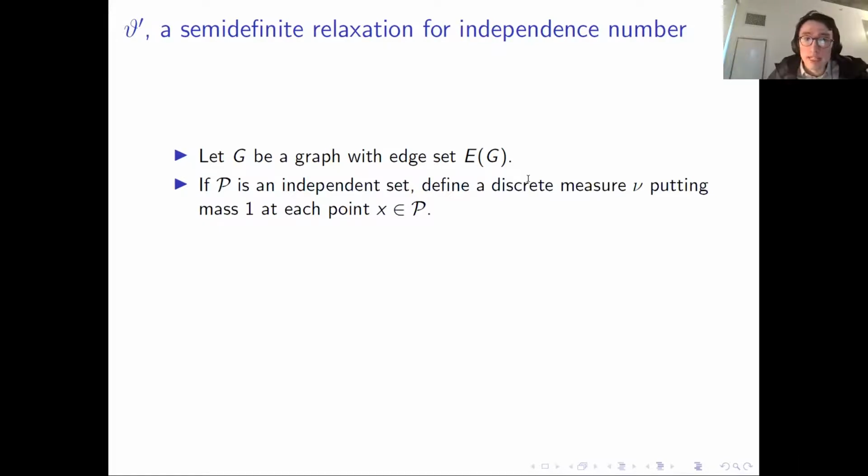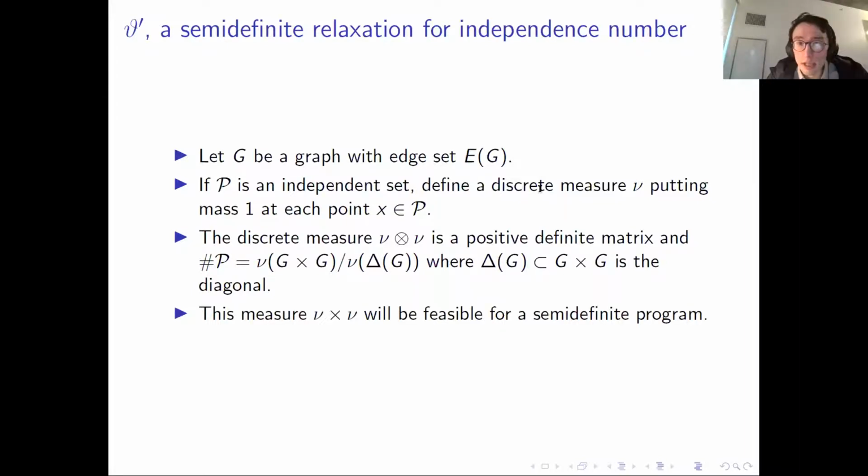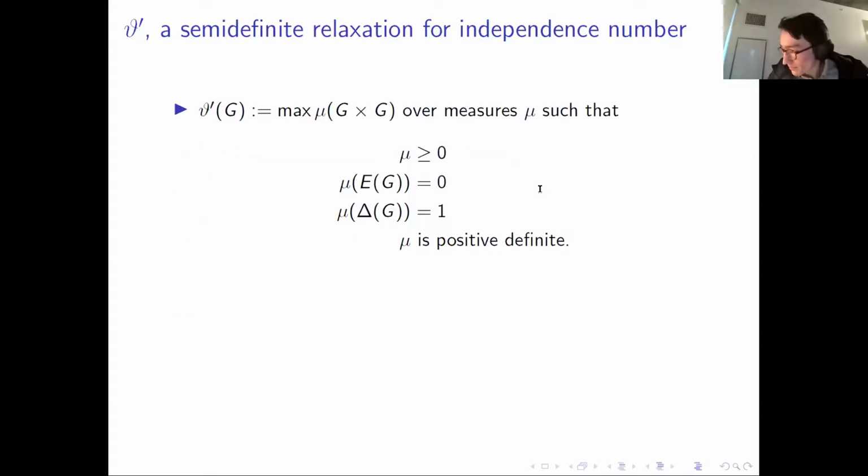If we have an independent set, because independent sets are kind of like a packing problem, finding the largest independent set, we can take a discrete measure by putting mass 1 on each point of the packing, mass 0 elsewhere, and then take the tensor product of the discrete measure with itself. The reason why we're doing this construction is that the measure that we've just constructed is going to be feasible for a semi-definite program, which will appear here. So we can define theta prime as a certain semi-definite program.